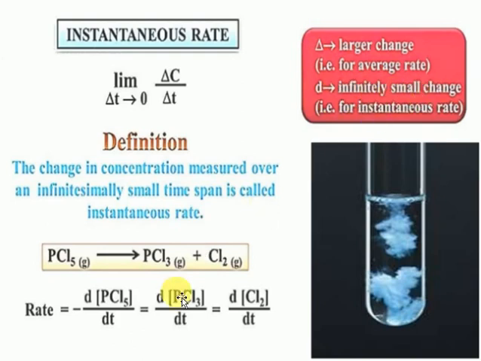Suppose I want to calculate the instantaneous rate of chemical reaction for the PCl5 decomposition. I write minus d[PCl5] by dt is equal to d[PCl3] by dt equals d[Cl2] by dt. When you see d, it stands for a small interval of time.